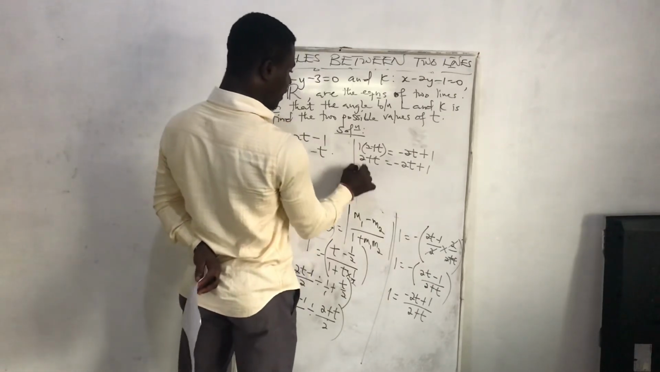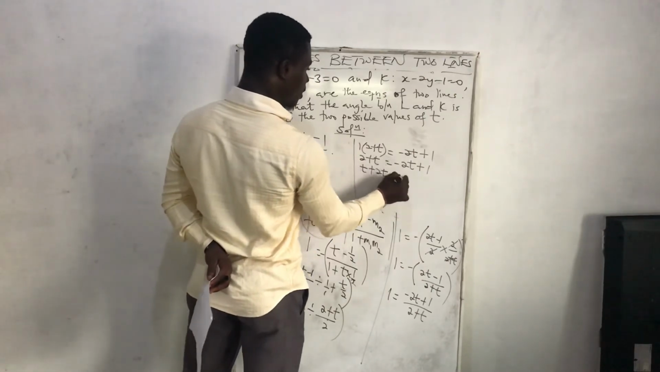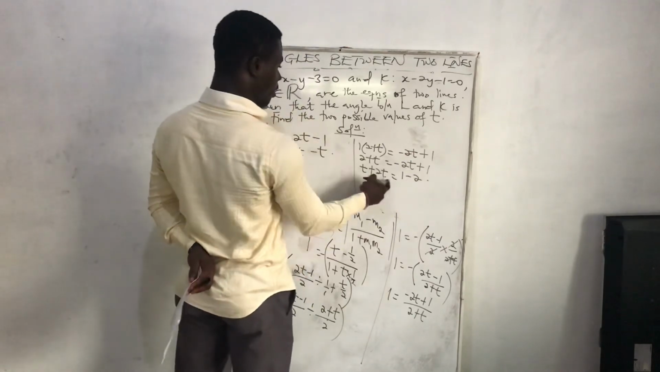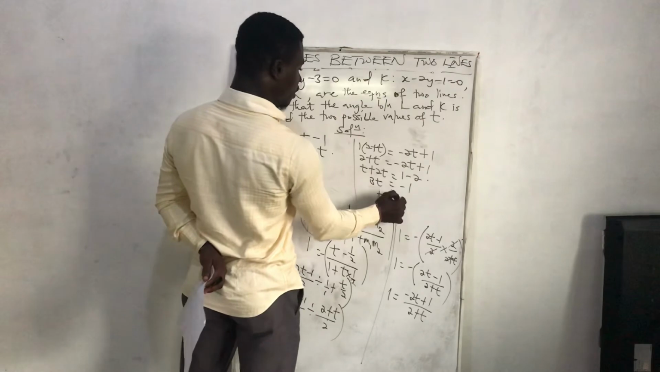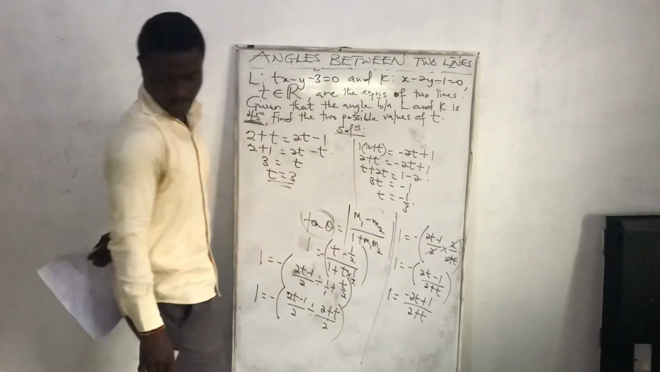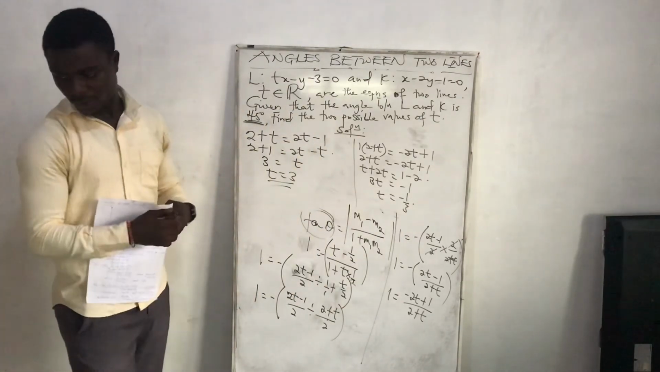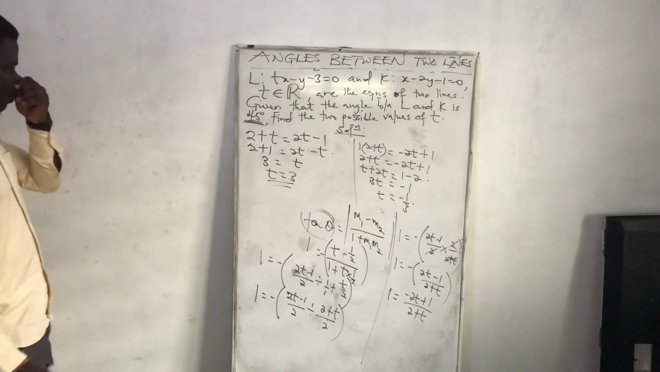Then I group like terms. t plus 2t being equal to 1 minus 2, right? So here I'll get 3t being equal to negative 1. So t will give me negative 1 on 3.